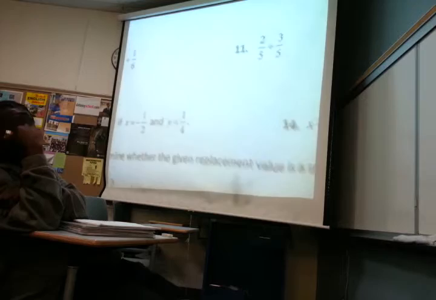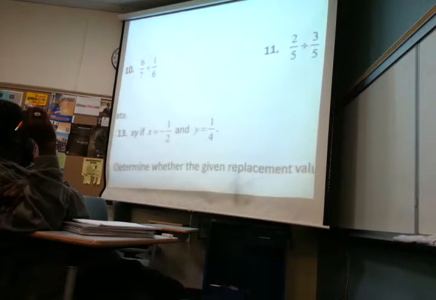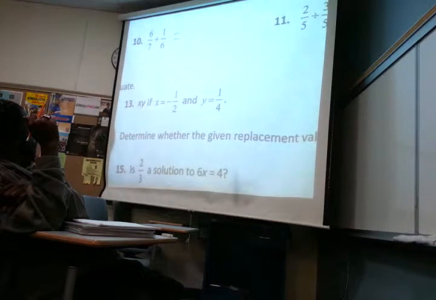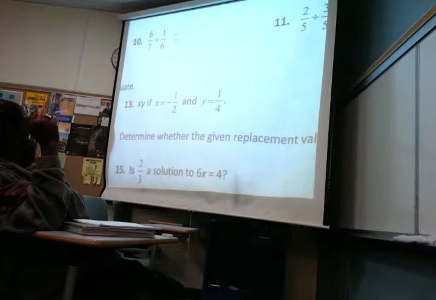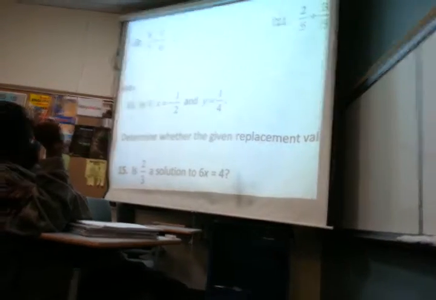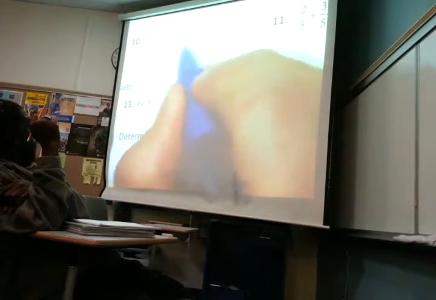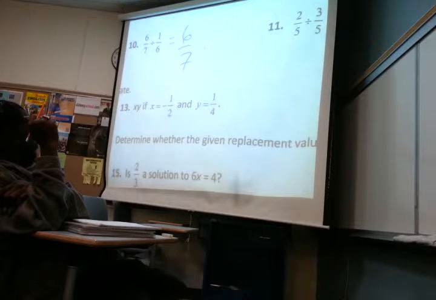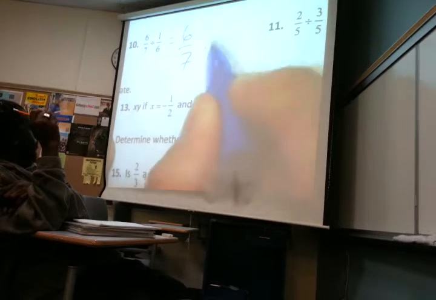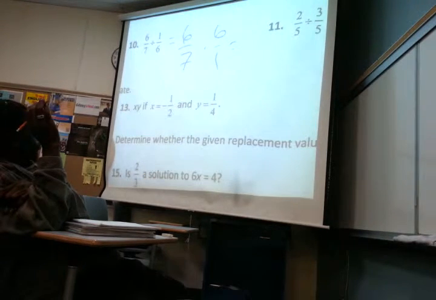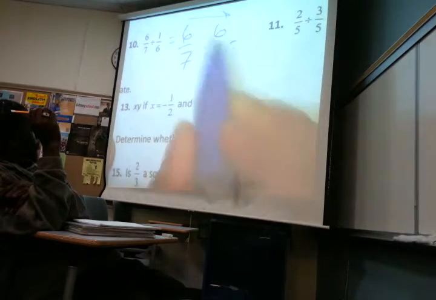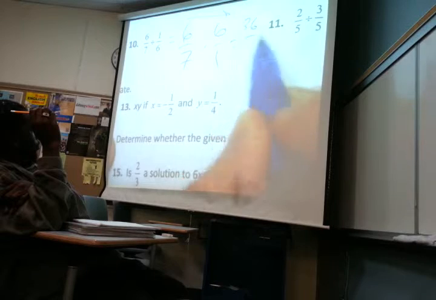So let's see here. Number 10, the same idea. Don't do this right off the bat. It's really tempting. But instead, what do you do? The first guy stays the same, and the second guy becomes 6 over 1. And then you multiply across. There's nothing common here. There's nothing I can reduce anywhere. So it's 6 times 6, 7 times 1.